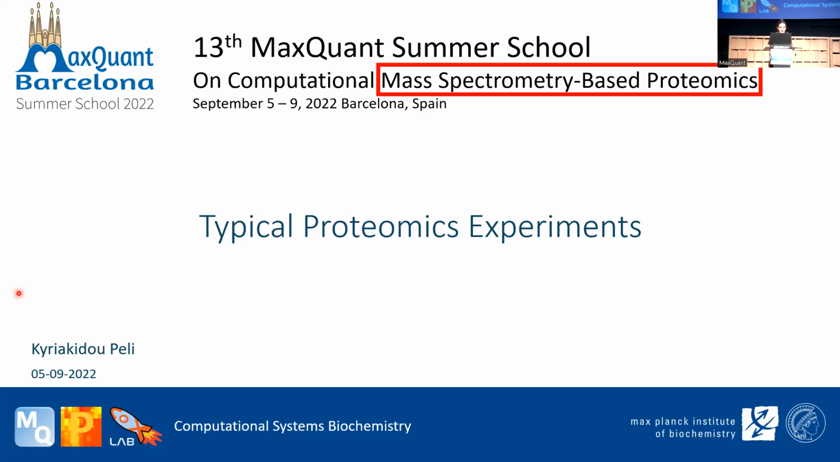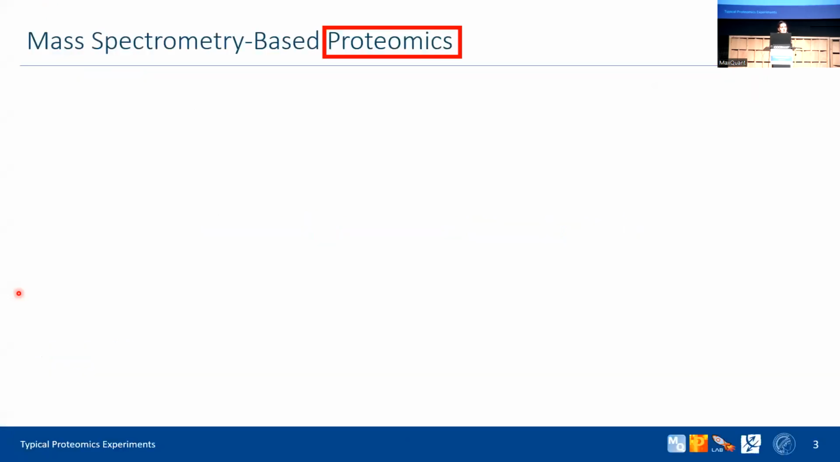So you came to the summer school, MaxQuant summer school, that we advertised as a summer school on computational mass spectrometry based proteomics. So the least that we can do is make sure that everybody understands what kind of summer school they came to. So let's actually detangle these terms one by one. Let's start with proteomics. Also I want you to be patient with me.